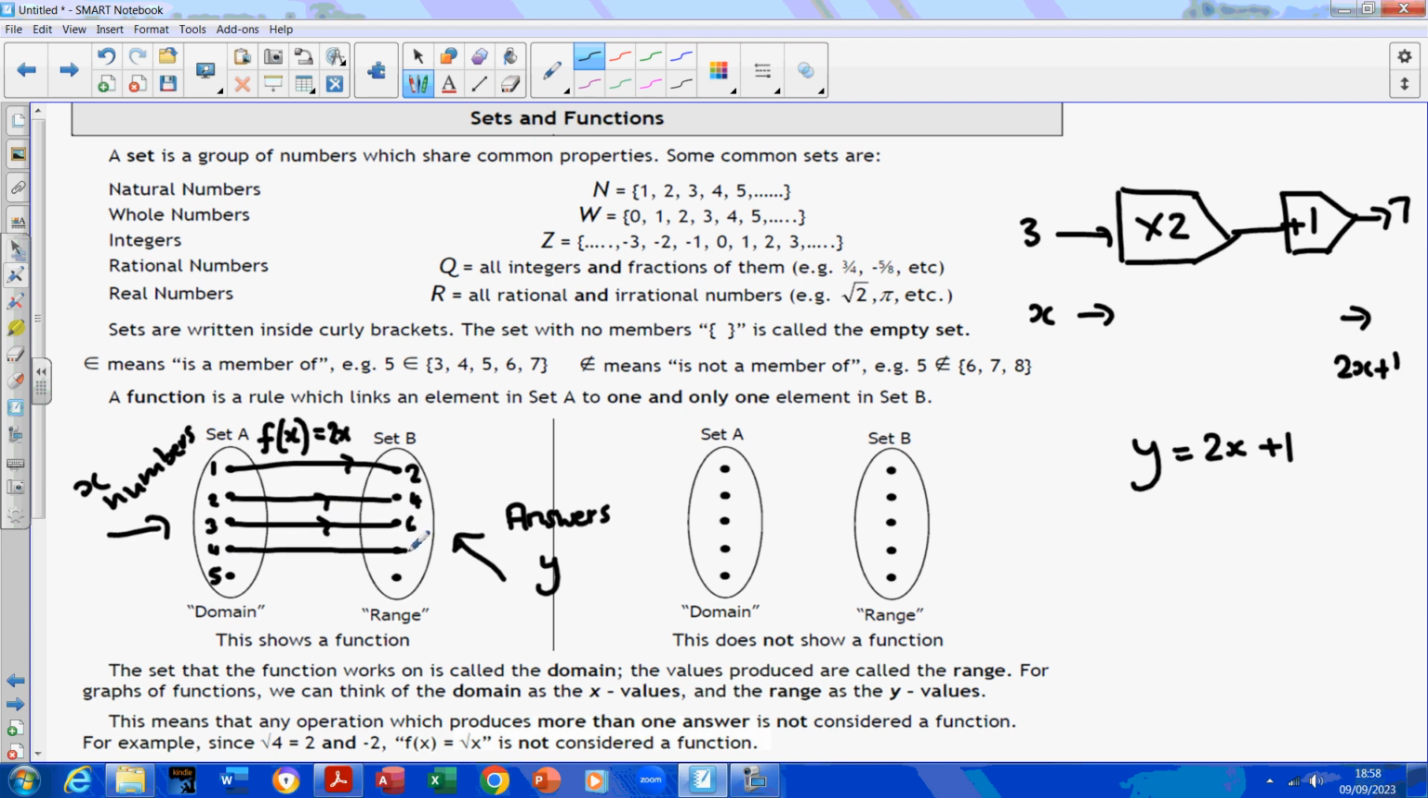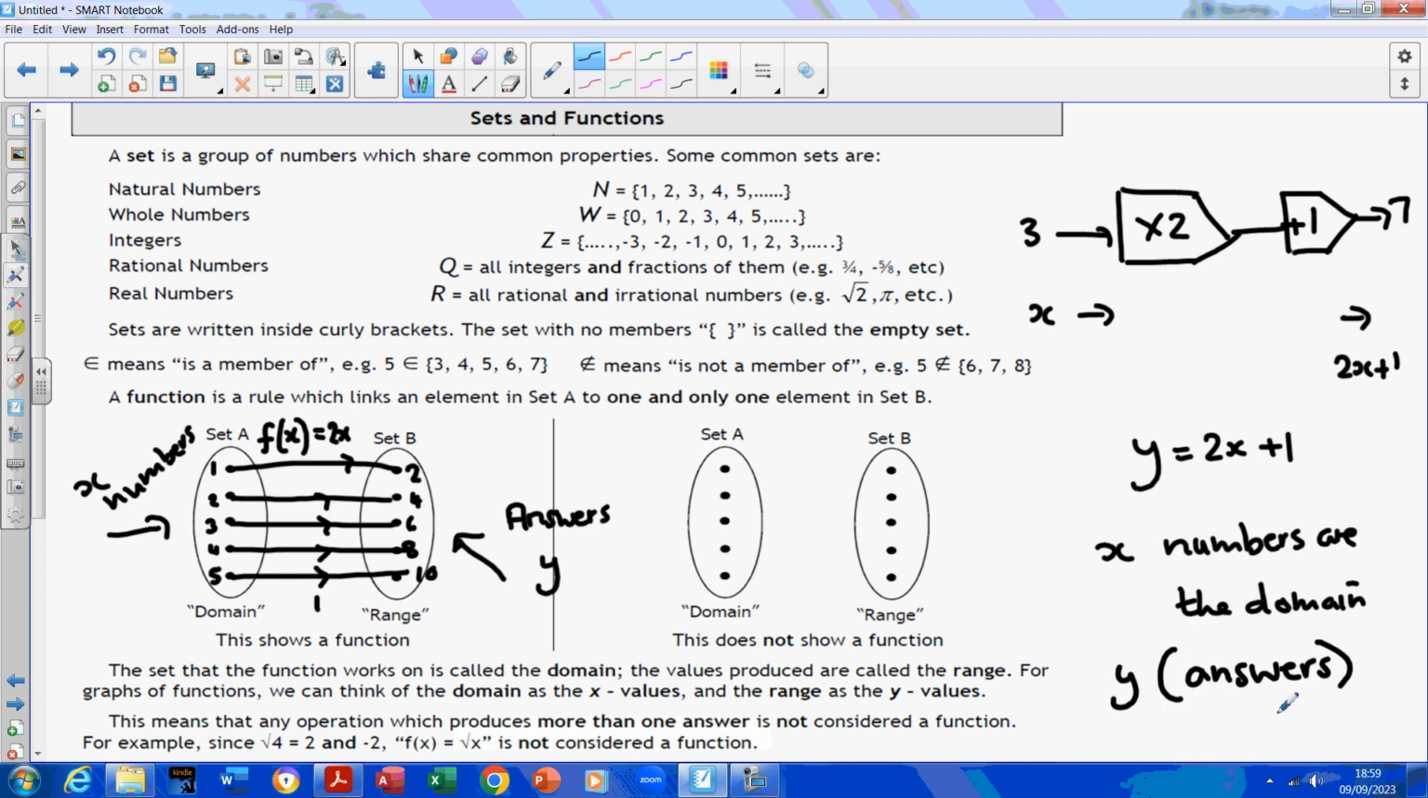4 would go to 8. And 5 would go to 10. So basically what we've got in here is all the x numbers that are going in. So the x numbers are the domain. You've got to learn that x numbers are the domain. And y numbers, that's basically the answers, and they're given the terminology of the range. It's called the range.